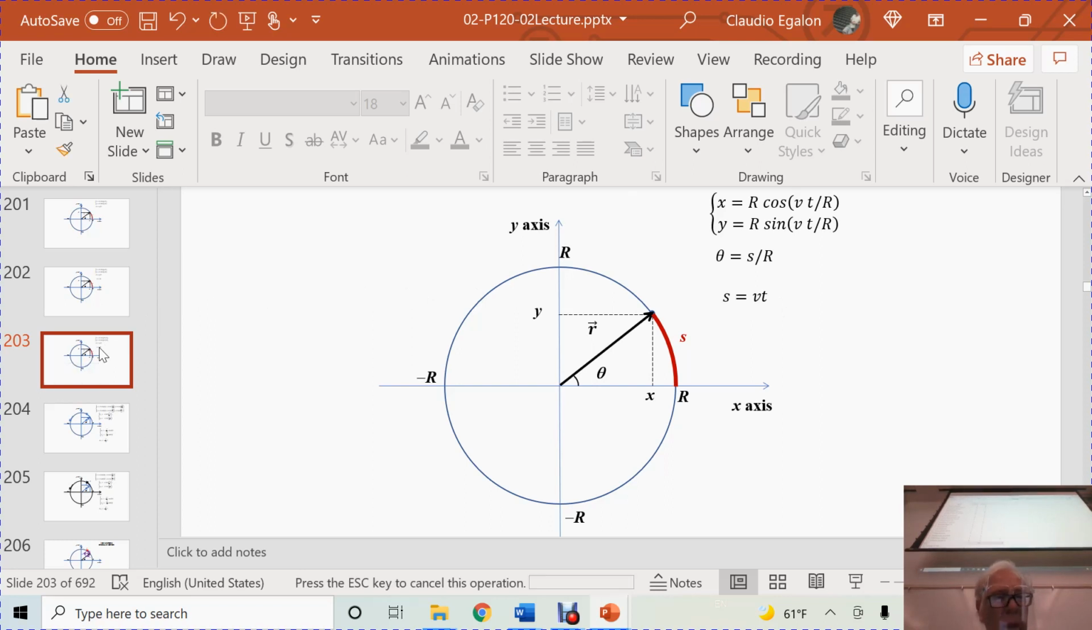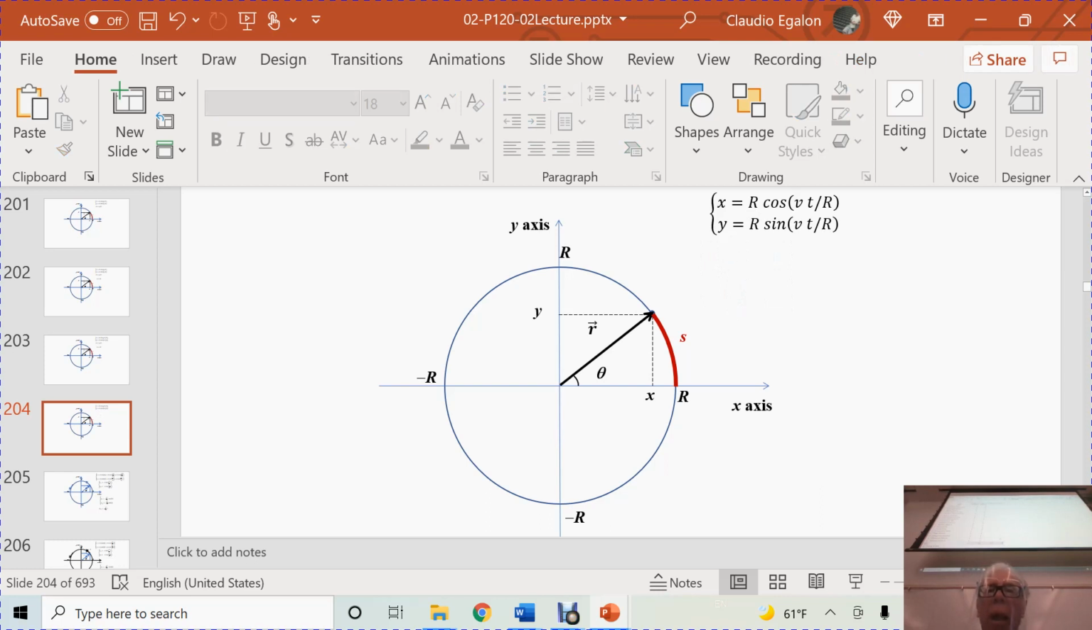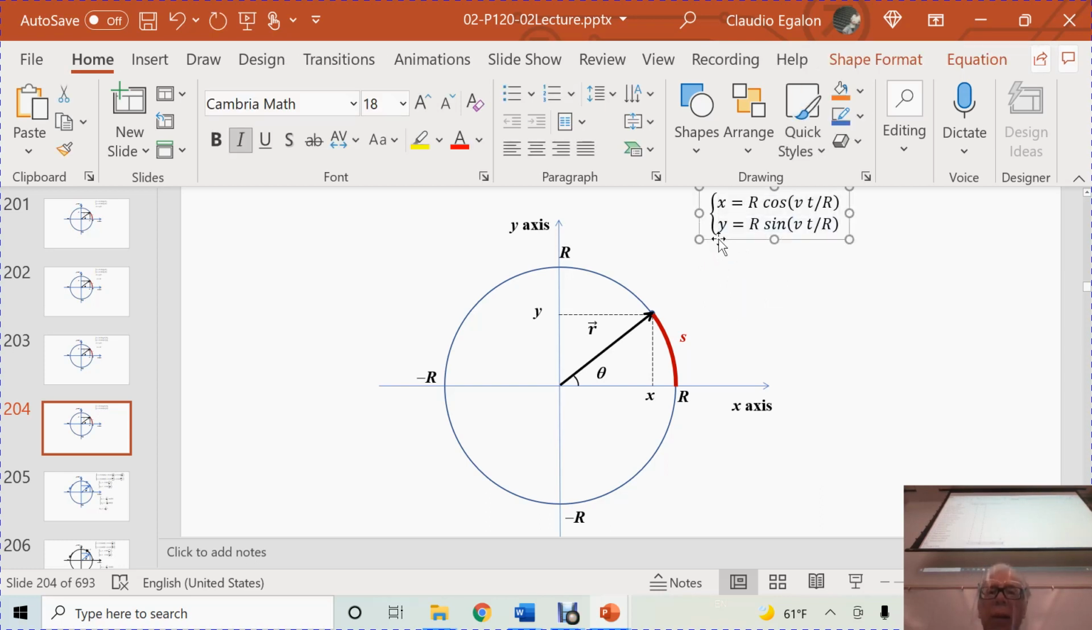How do we get the x component of the velocity and the y component of the velocity? We differentiate with respect to t, right? Okay, so let's do that. I don't need that anymore because it's already used there in my x and y. I'm going to differentiate those two to get the velocity.